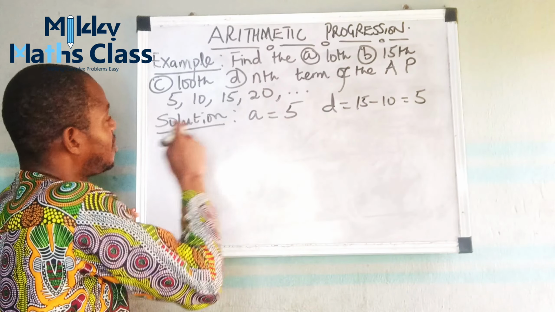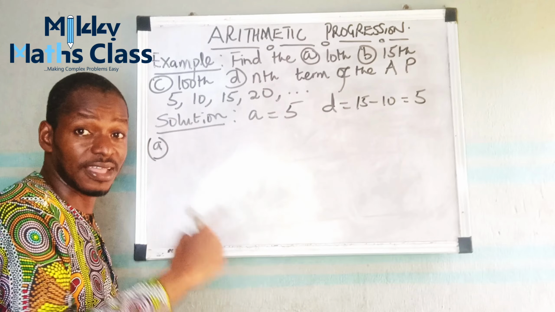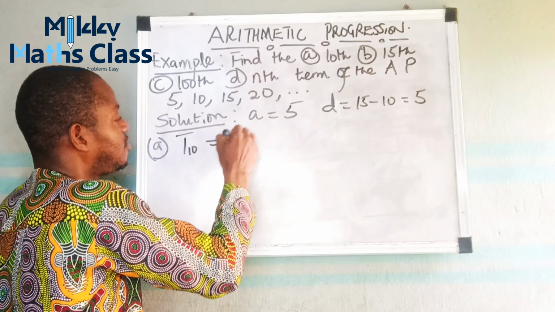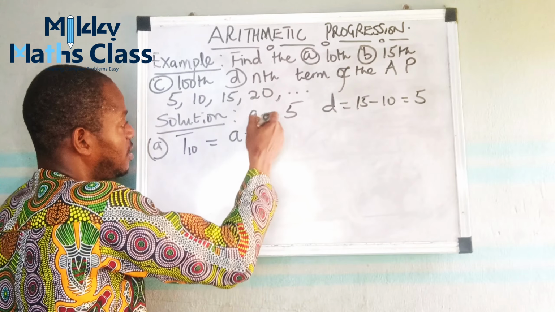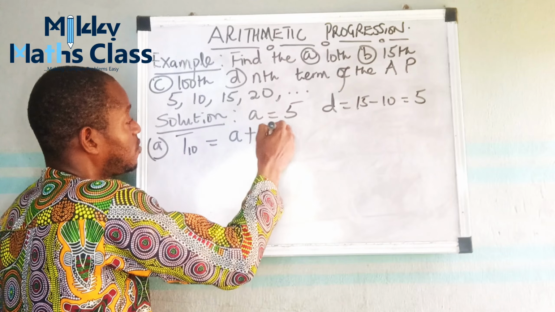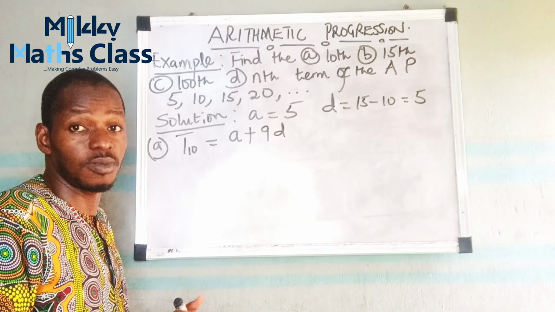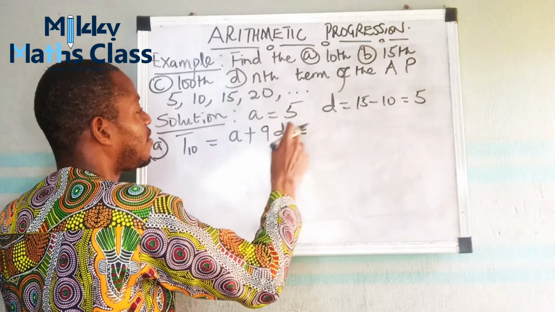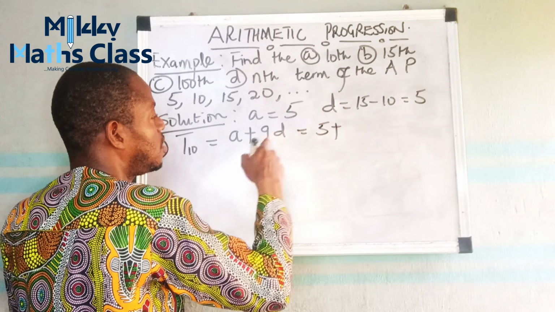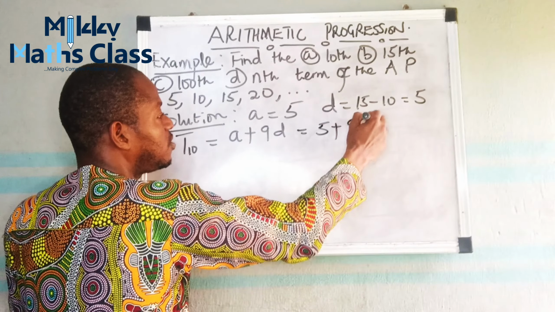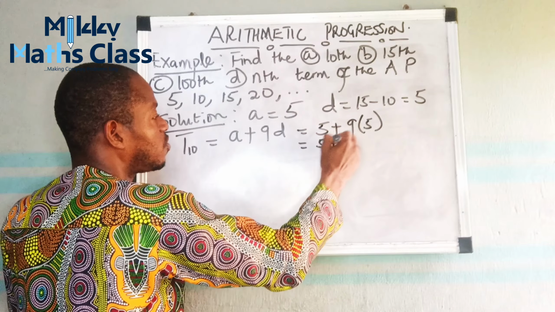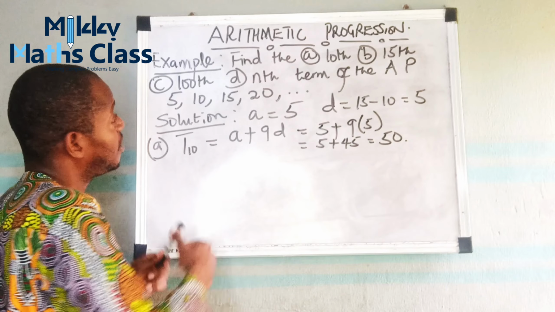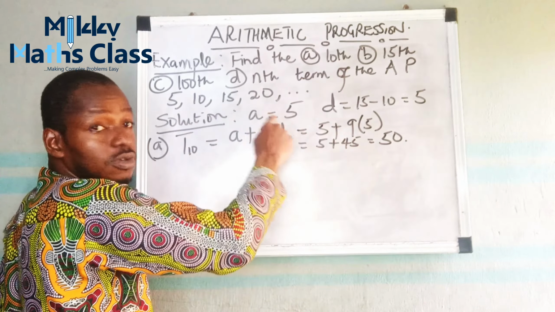Now, the next thing, let's look for the 10th term, the number that will be in the 10th position of this progression. So the 10th term, T10, is given by a plus 10 minus 1 d, that's a plus 9d. From the formula, the nth term of a progression, Tn, is equal to a plus n minus 1 d. Our first term is 5, so that's 5 plus 9 times our common difference, 5. That will give us 5 plus 45, which is equal to 50. So the 10th term of this progression is 50.